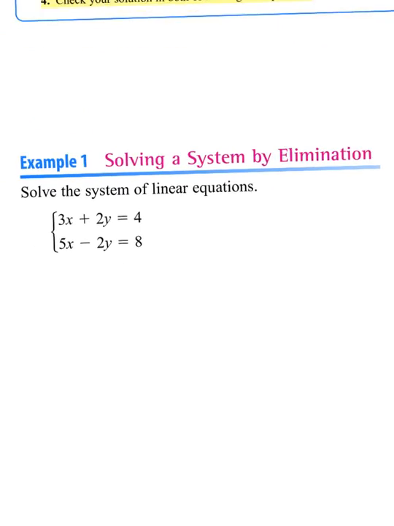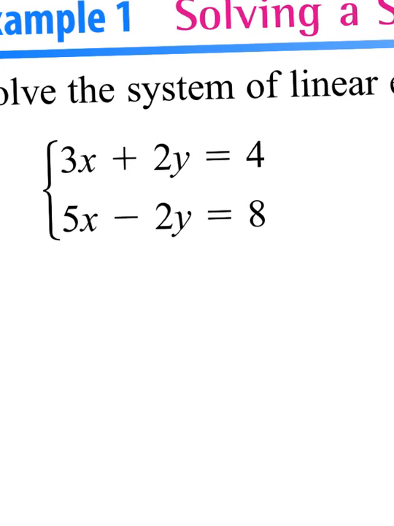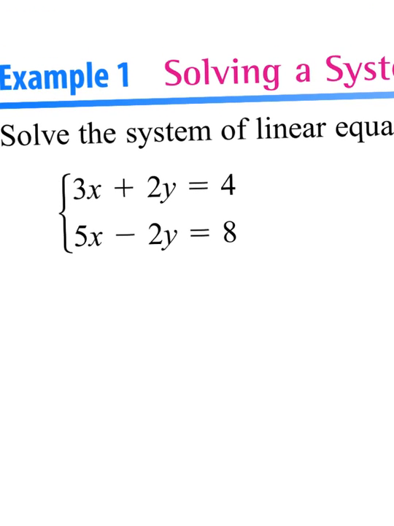So if you have a question like this, solve the system of linear equations. I'm not going to tell you what you have to solve for, whether you have to solve for x or solve for y. Do what is easier. So if you look at this system, what is the easiest variable to get rid of? The y's. Why are the y's easy to get rid of? They already cancel each other out.